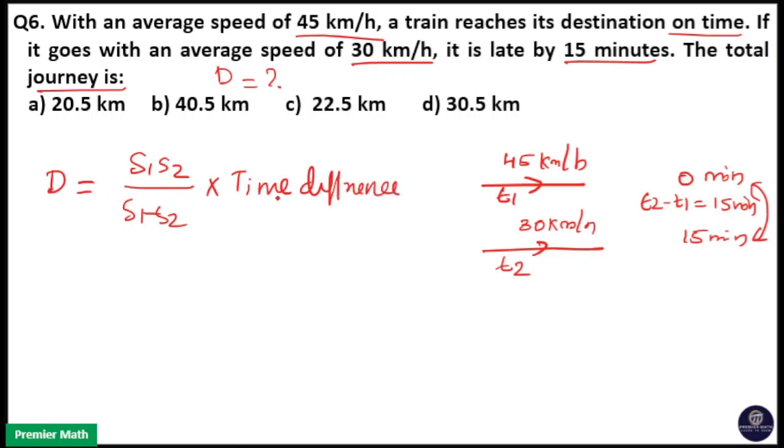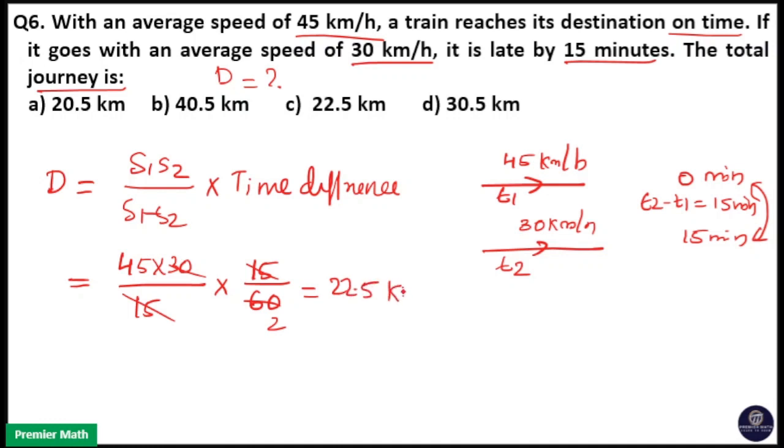That is, distance is equal to speed into time. To prove this formula: speed is equal to S1 S2 by S1 minus S2, and time is equal to the time difference. Here S1 S2 is 45 into 30, and the difference in speed is 45 minus 30, which is 15, and the time difference is 15 minutes. So I will convert it into hours, that is 15 by 60. 15 cancels. 30 into 2, 16. That is 45 into 2, which is equal to 22.5 kilometer.